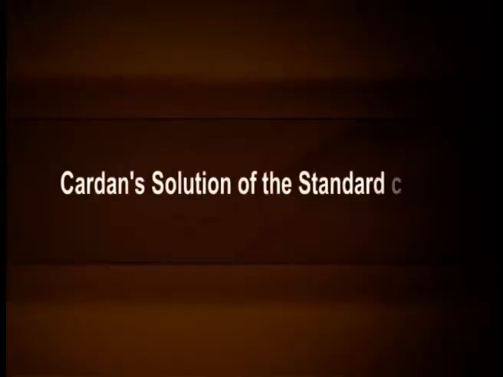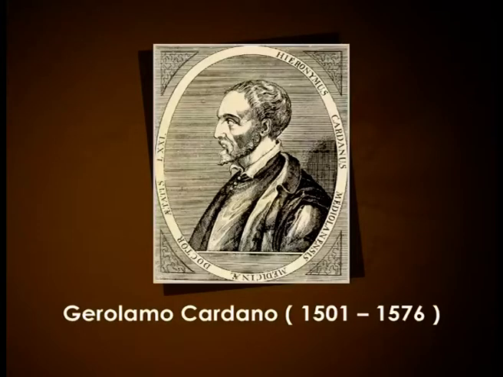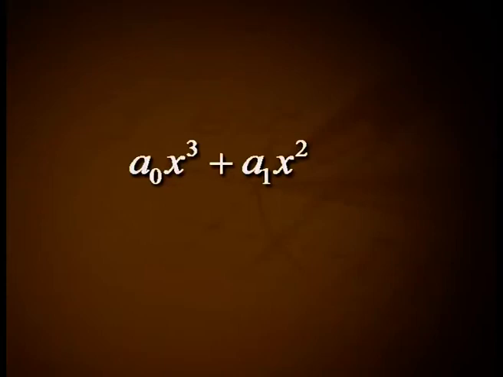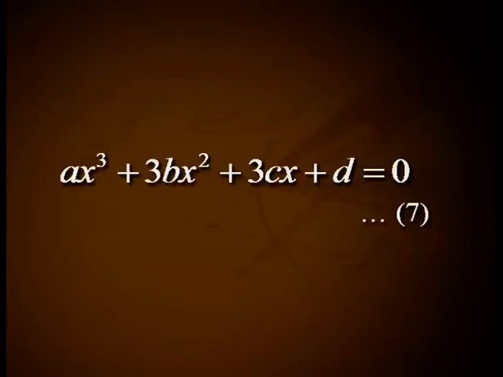Cardan's solution of the standard cubic. Italian Renaissance mathematician Girolamo Cardano, 1501 to 1576, published the solution to a cubic equation in his algebra book Ars Magna. Usually, we take the cubic equation as a naught x cube plus a1 x square plus a2 x plus a3 equal to 0. But it has been found more advantageous to take the general cubic as a x cube plus 3b x square plus 3c x plus d equal to 0, equation number 7. This method of writing is referred to as the cubic with binomial coefficients.